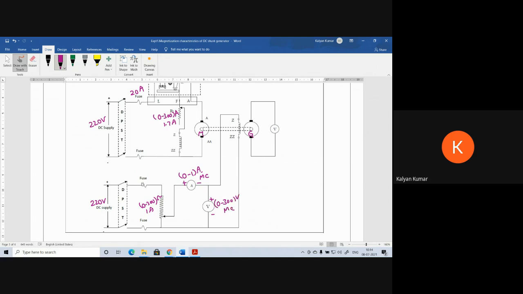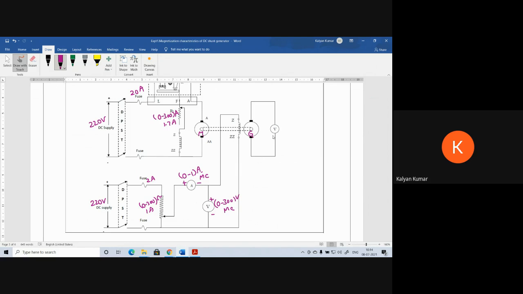Now the fuse depends upon the maximum current that is going to flow in the circuit. The maximum current is 1 amp, so I am using a 2 amps fuse. 1 amp is not available, so we are using a 2 amps fuse. If 1 amp is available, then you can use a 1 amp fuse.